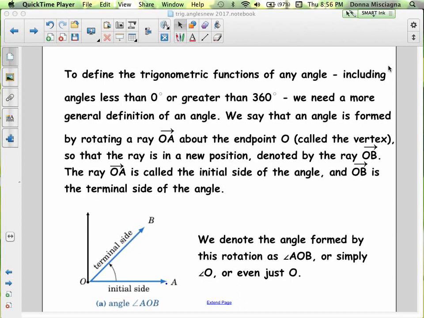To define the trigonometric functions of any angle, including angles less than 0 degrees or greater than 360 degrees, we need a more general definition of an angle. We say that an angle is formed by rotating a ray, and we'll just call it ray OA, about the endpoint O, called the vertex, so that the ray is in a new position.